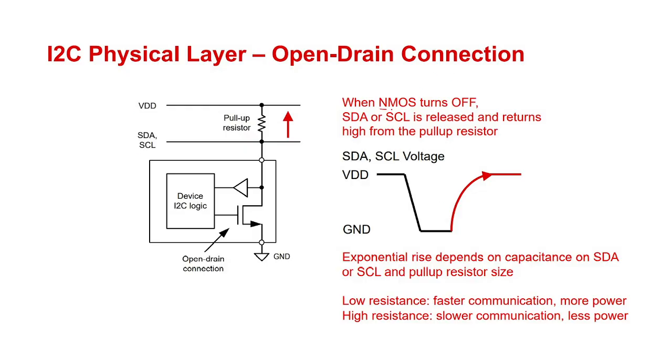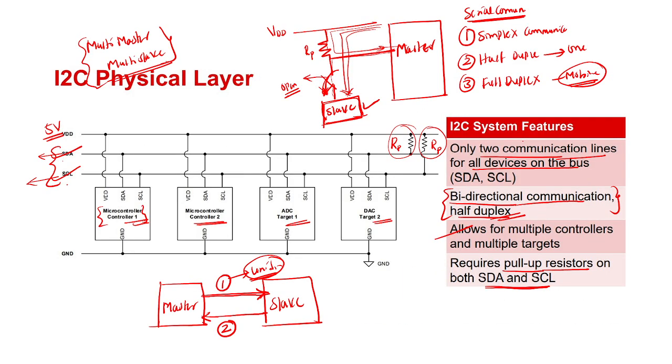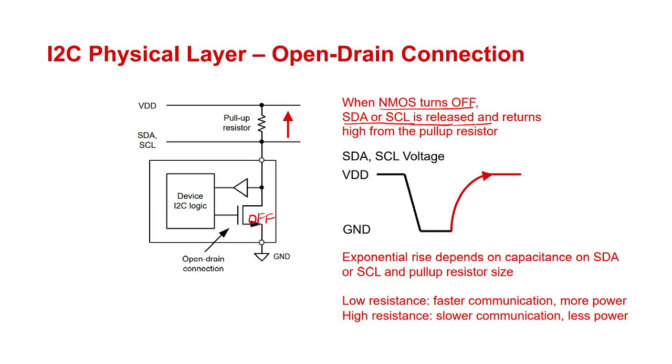NMOS turns off when SDA and SCL are released. When SDA and SCL are released, this will be off, and this will go to high again. As I told you, master is by default connected to VDD. When SCL and SDA are connected, it goes to logic low, and when not connected, it goes to logic high. This is open drain connection.